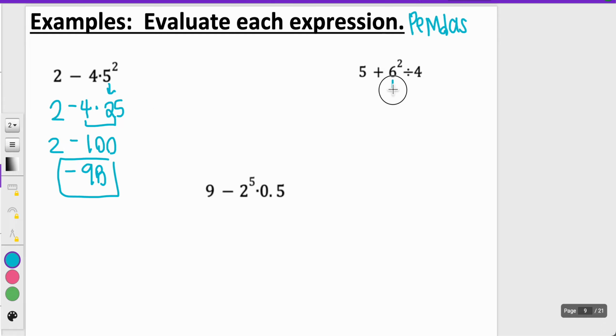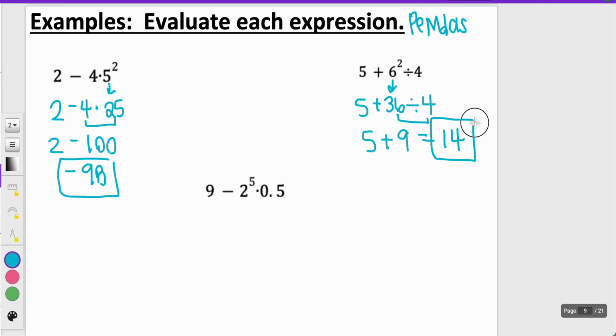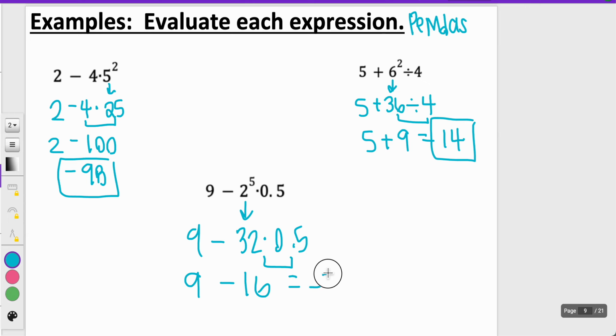Okay, over here, I'm going to start with my exponents, bring down everything else. 36 divided by 4 would be next. I get 9, and then 5 plus 9 will give me 14. And then next up in the bottom, 2 to the 5th power. That just means 2 times 2 times 2 times 2 times 2, 5 times. So you could do that 1, 2, 3, 4, 5, and you're going to get 32. Bring down everything else. Then I'm going to multiply 32 times 0.5. You get 16. And then last but not least, 9 minus 16 gives me -7.